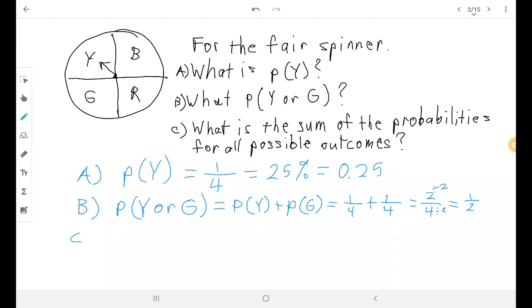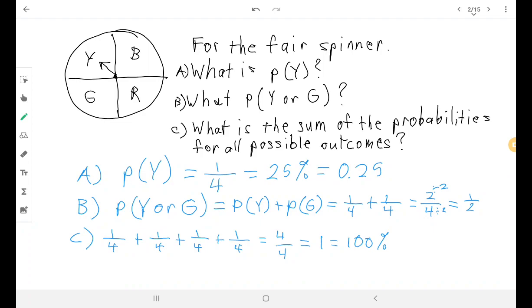Okay? Then finally, what is the sum of the probabilities for all possible outcomes? So think about it this way. It's 1/4 for yellow, plus 1/4 for blue, plus 1 in 4 for red, plus 1 in 4 for green, which is 1 plus 1 plus 1 plus 1, which is 4 out of 4, or 1. Or 100%.